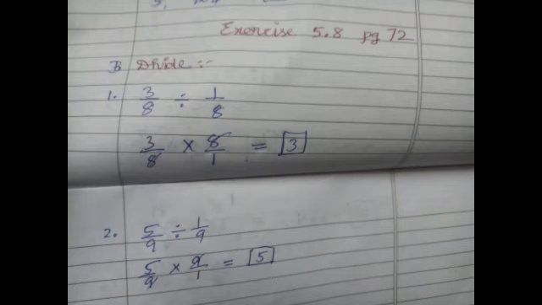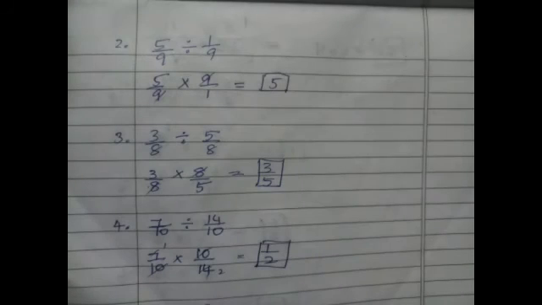B Roman letter: 3 by 8 divided by 1 by 8. First thing is we need to take the inverse of the second number, that is 1 by 8 becomes 8 by 1. Then, if possible, we can do the cancellation. Here we can cancel the 8 and 8 in the numerator and denominator. The final answer is numerator 3 into 1, 3, denominator 1 into 1, 1. So the answer is 3.